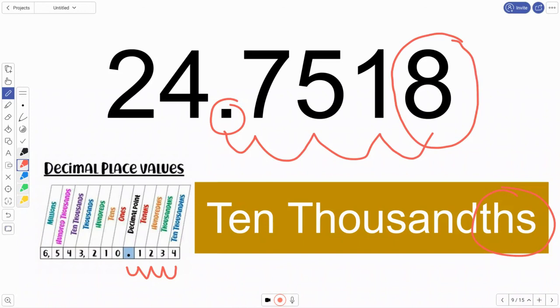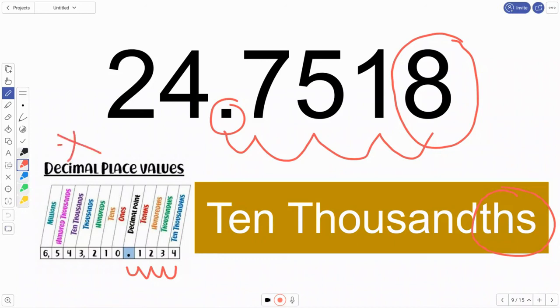So you are going to get some problems that look like this. Some of them will be whole numbers. Some of them will be decimals. What you're going to do is look at the number and then look at the question. It's going to say what digit is in, and then I will give you a decimal place value or a normal place value. And you're going to write the digit or the number that is in that certain place value.